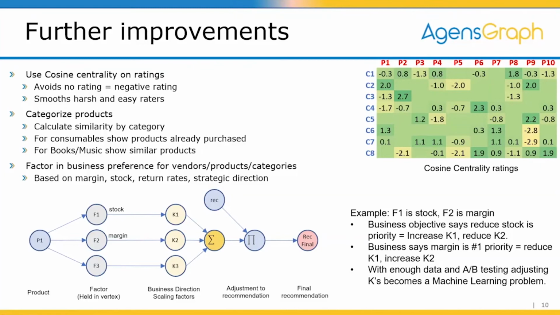But because you're able to smooth harsh and easy raters, you get rid of that problem of not understanding what 3 means. If a customer very rarely gives a 3 and usually gives a 4 or 5, you know that 3 means he really didn't like it. Whereas if she gives it a 3 but normally gives a 1 or 2, then we can assume the opposite.